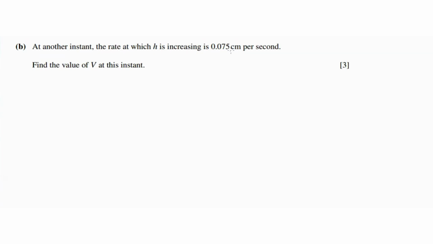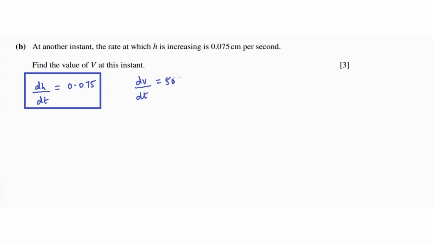In the next part, it says at another instant, the rate at which H is increasing is 0.075 centimeter per second. Find the value of V at this instant. So we already know that dH/dt is given as 0.075. We know that dV/dt is 500.